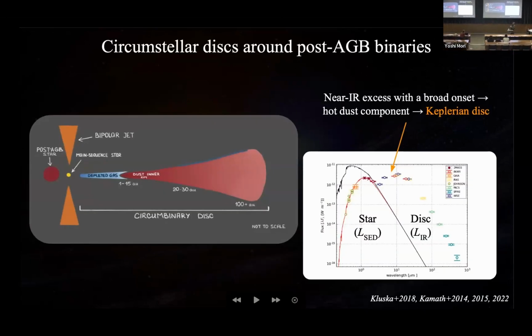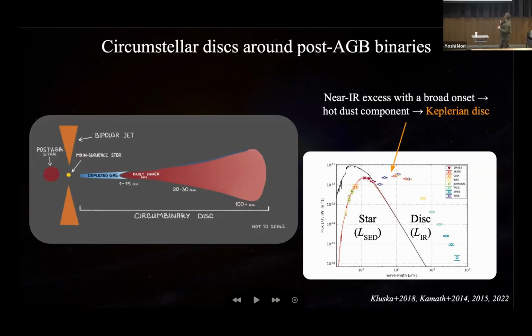Now, on the left-hand side, you can see a sketch of the post-AGB binary system. In my research, the main parts of the system are the post-AGB primary star and the circumbinary disk. Both these things we can see on the spectral energy distribution, which is shown on the right-hand side of the slide. The photometric data points are fitted with the red star model. It's the observed model atmosphere.